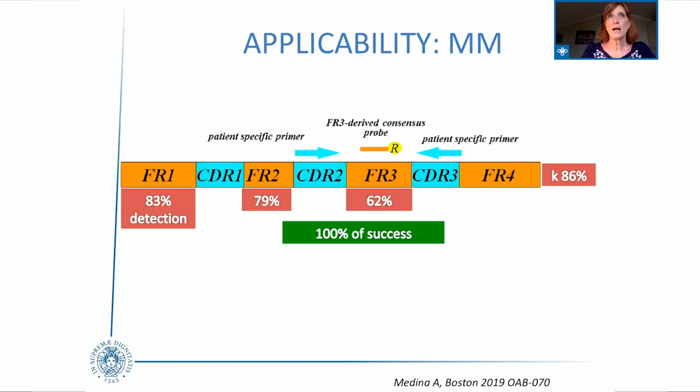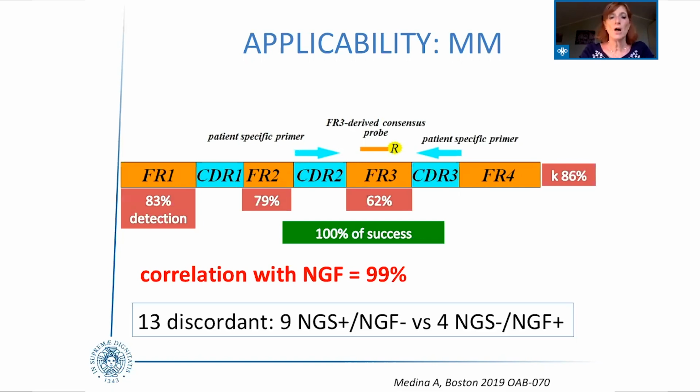So this is a reality with the LymphoTrack kit that allows us to combine different frameworks. And when authors correlated NGS with NGF, they found a correlation of 99% with a superiority of NGS. Indeed, 9 out of 13 discordant cases resulted NGS positive, while they were negative by NGF.